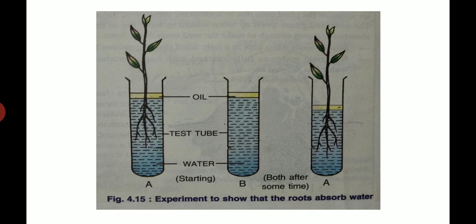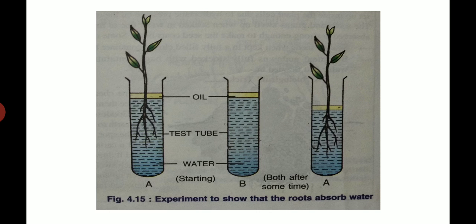Why? Because in test tube A there is a plant, so the roots of the plant are continuously absorbing water from the test tube. For that reason there is a fall of water level in test tube A. But in test tube B there is no plant, so no one is absorbing water from that test tube. That's why the level of the water remains the same in test tube B. So from this experiment we can show that roots actually absorb water.